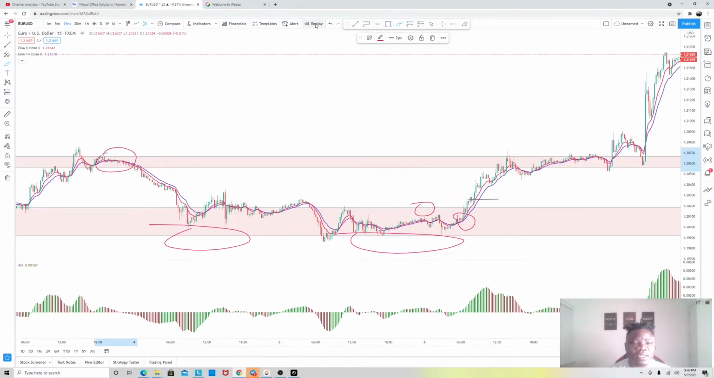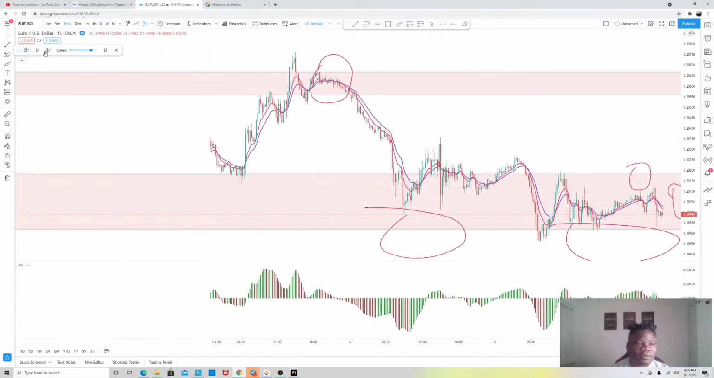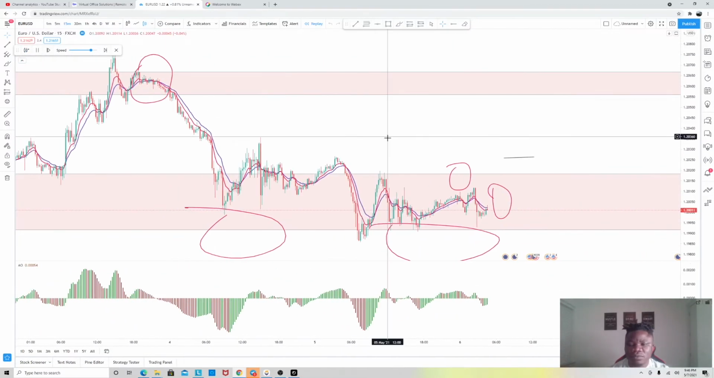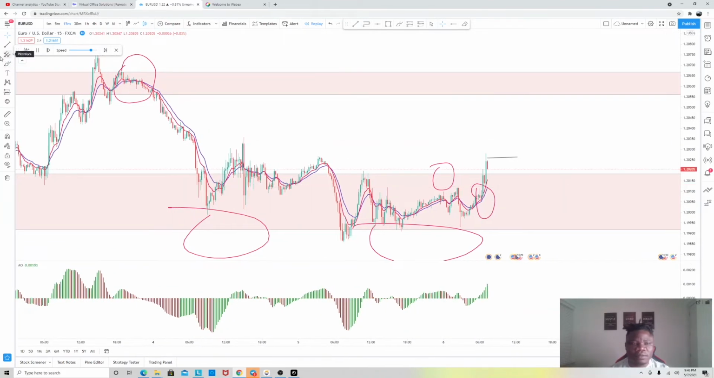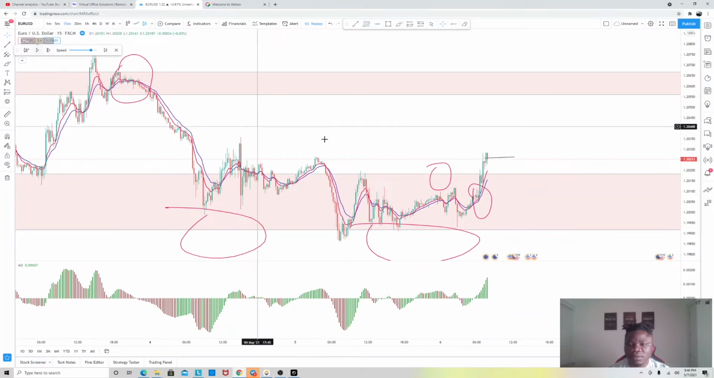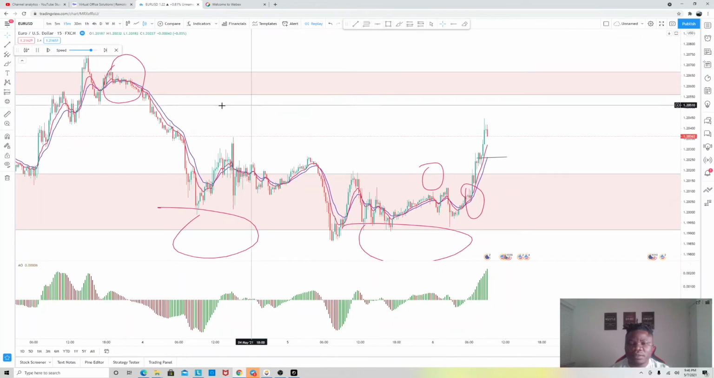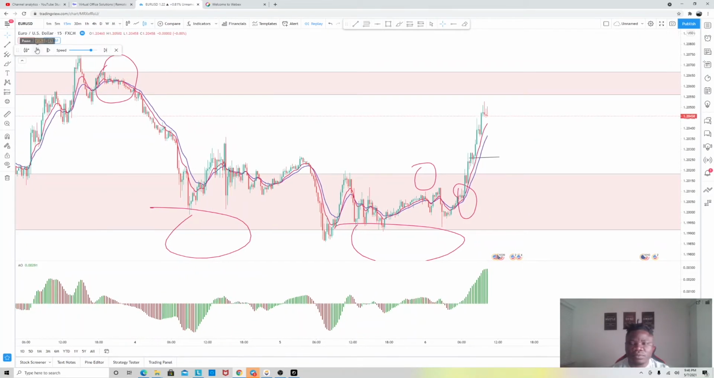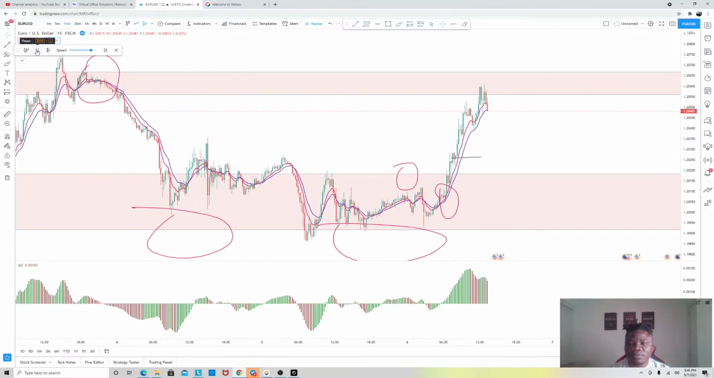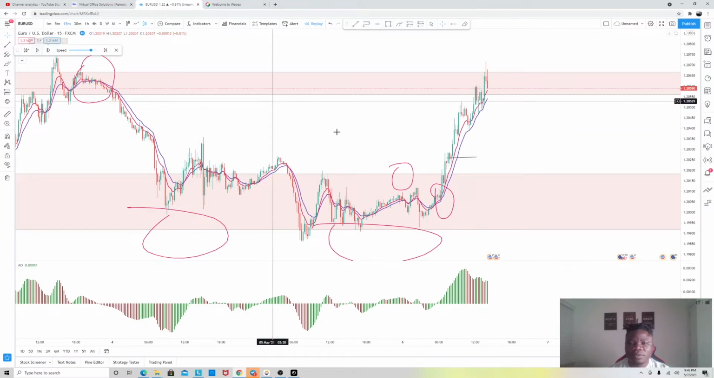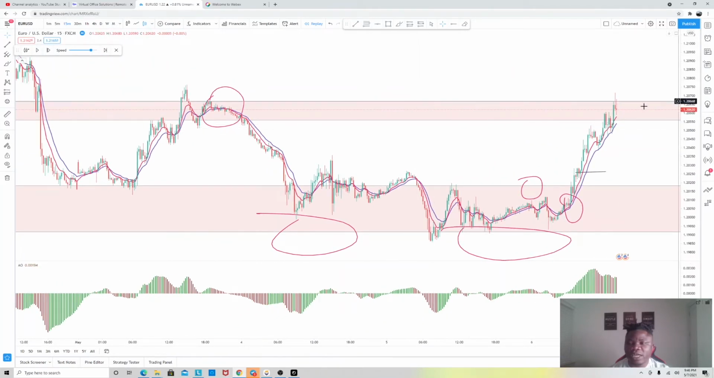Now let's replay this and see how this trade actually played out. Let's see how it played out. Bam. You got your entry right over there. Let's keep looking. Right over there, we got our take profit smashed.